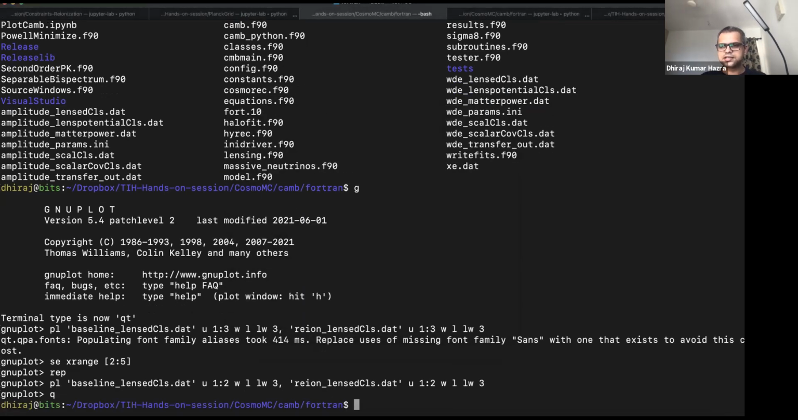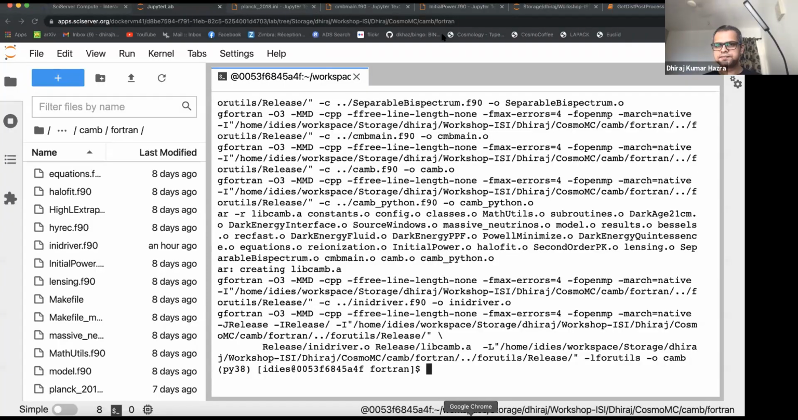All right, so let us see what we can. Here you are changing the width of the reionization. Yes, I'm changing the width of the reionization. Good. Let's see how I'm changing the width.